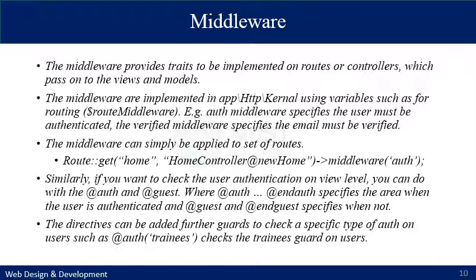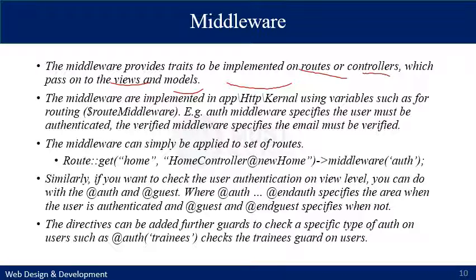Another important consideration here is the middleware which is provided in the kernel file. The middleware provides traits to be implemented on routes or controllers which can pass on to the views and models. The middleware are applied in the HTTP kernel file methods using variables such as route middleware. For example, authentication middleware specifies the user must be authenticated, and whenever you use this middleware, only authenticated users will be able to access those routes, controllers, views, or models.